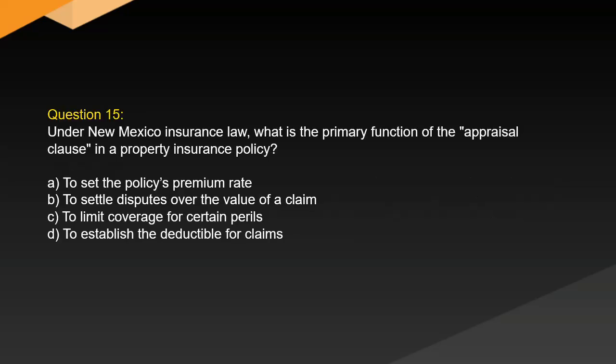Question 15. Under New Mexico insurance law, what is the primary function of the appraisal clause of a property insurance policy? A. To set the policy's premium rate. B. To settle disputes over the value of a claim. C. To limit coverage for certain perils. D. To establish the deductible for claims.